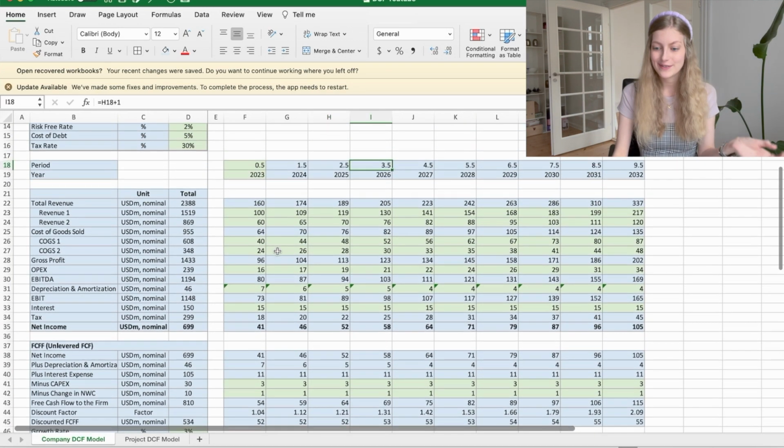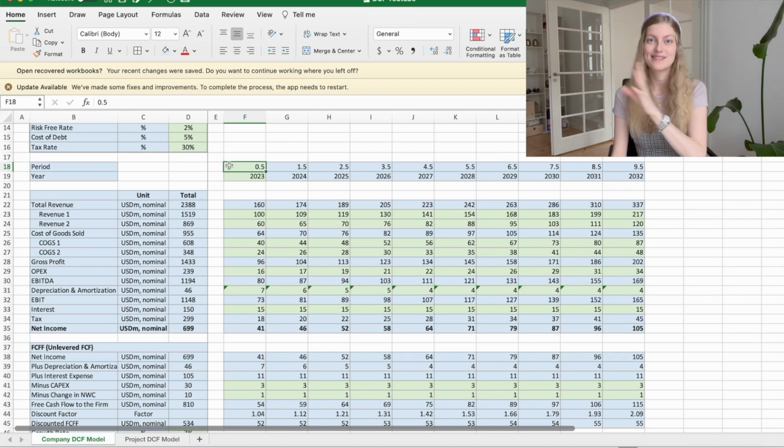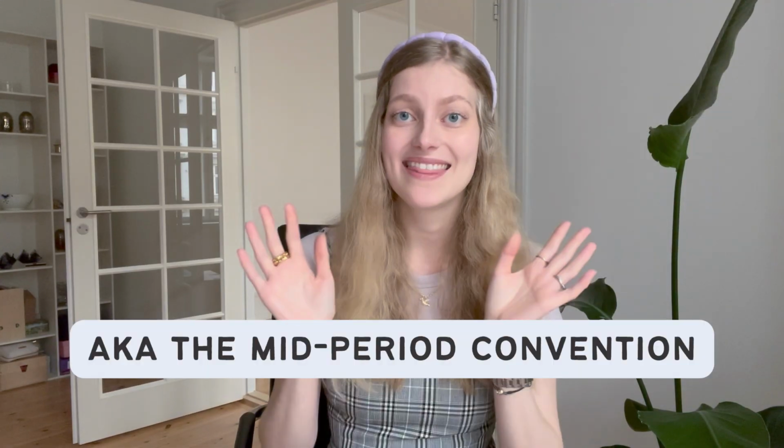And the reason why we're not just using periods that are 1, 2, 3, 4, 5 and so on, but 1/2 and 1.5 and 2.5 and 3.5 and so on instead, is that we're using the midpoint discounting period. And this is a really good thing to know if you do work with DCFs in your job on a day-to-day basis, or especially if you are interviewing for a job where you will be asked about DCF models in that interview, because they will probably test whether or not you know about this.